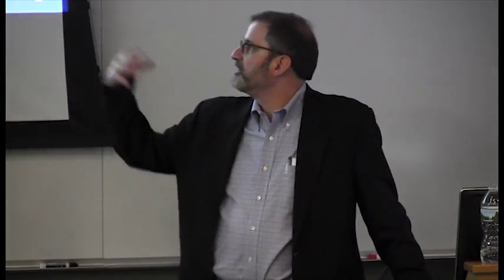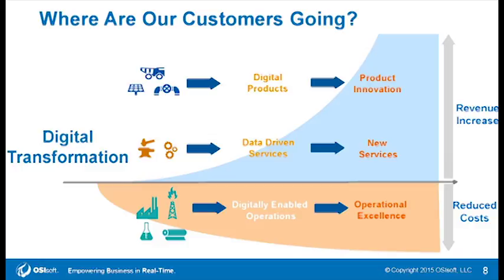So our customers really look at us in two ways: information below the line, enabling operational efficiency and operational excellence, and increasingly now information above the line. So digital transformation. How can I change the way I do business through more information and real-time information?